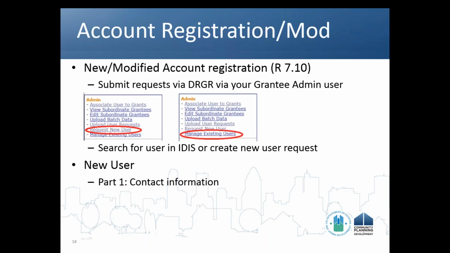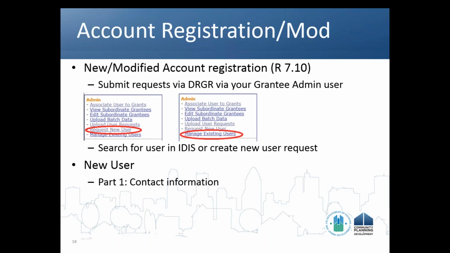So all the grantee admin users, if there's a new user in your grantee that wants access to the system, you're going to do that through your admin module. That's going to be request new users on the left-hand side. If you want to just manage your existing users, you can also click managing existing users. These are screenshots of your module navigation menu, the left-hand side of DRGR for a grantee admin user.